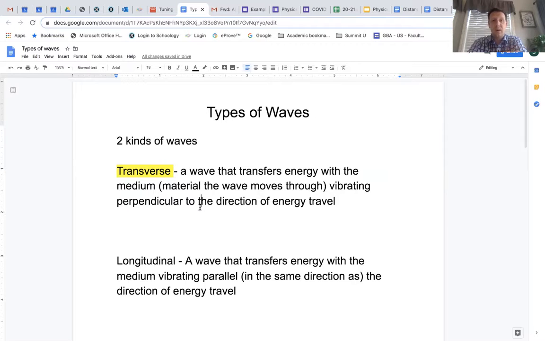Let's see, what are other examples of this? Actually, light waves, even though we can't see them, and technically light waves don't need a medium, are going to be transverse waves. So those waves, they all have that perpendicular motion of material versus energy. So that's an important concept for us to understand.